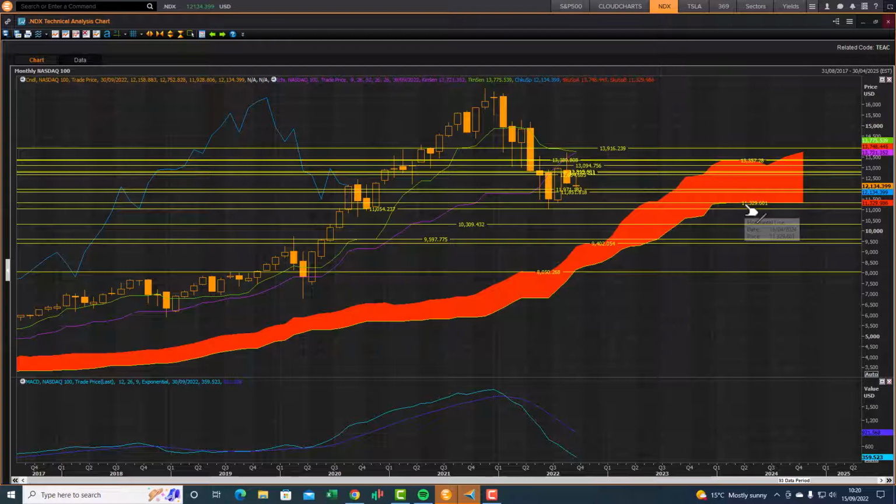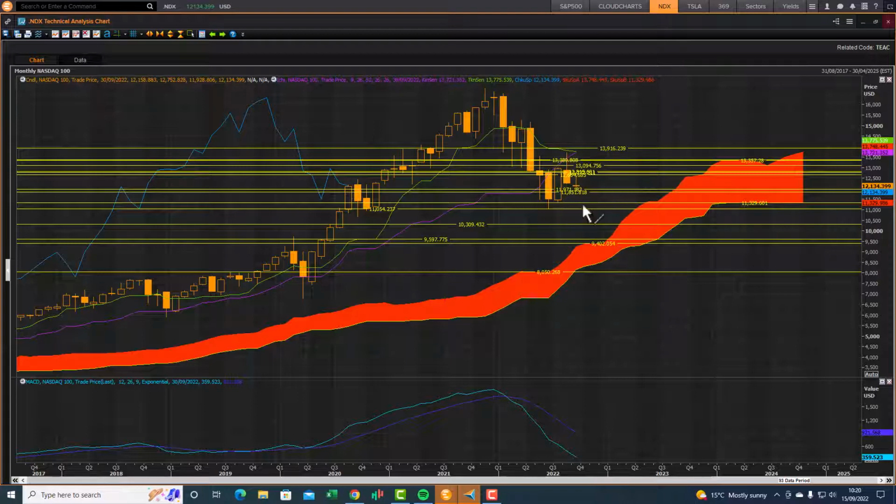The two support level is the front end of the cloud. 11,329 is a major support zone, because it's a major level on the monthly, and then the resistance level here at the monthly is 13,357. So that's kind of the trading range that the Nasdaq can hold on a monthly basis.